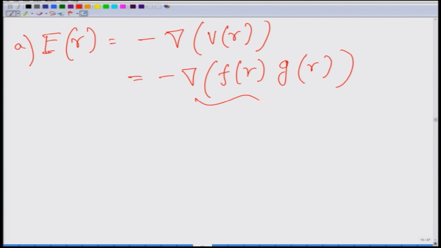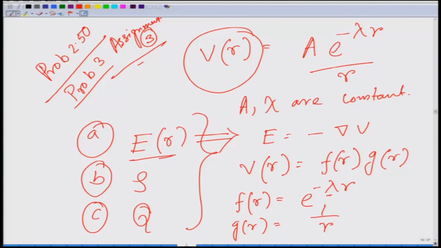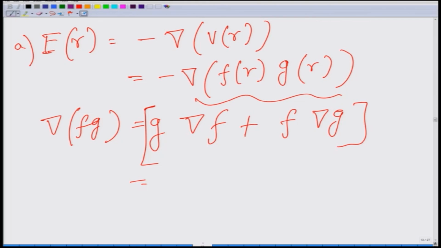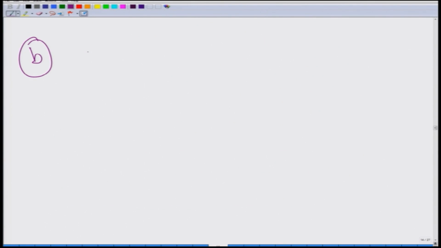Now, how to calculate this? You know that the gradient of a product of two functions is g grad f plus f grad g. We have defined what our g and f are, so we can immediately find out this quantity. That gives you the electric field. Now, part B is pretty straightforward.